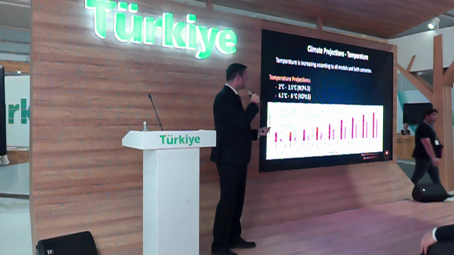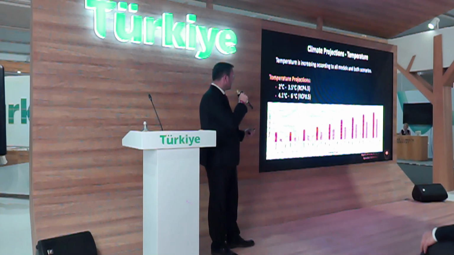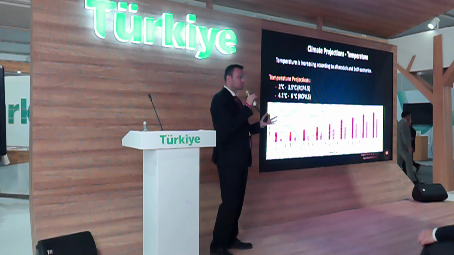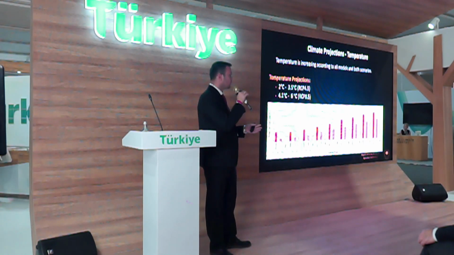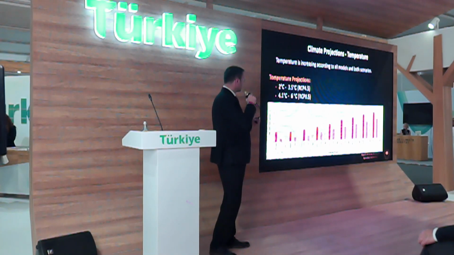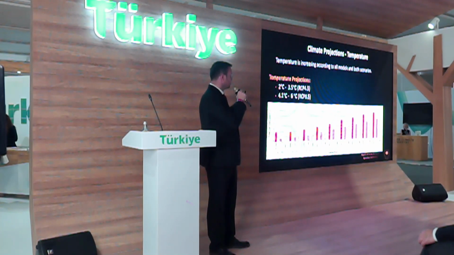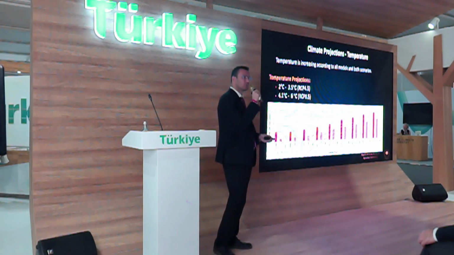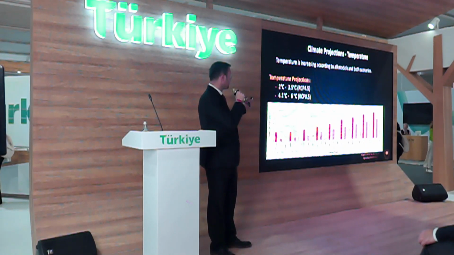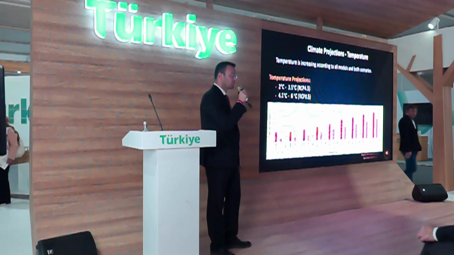The first parameter is the temperature. As a result of this study, we observed that there will be a temperature rise all over Turkey, according to all models and both scenarios. The temperature rise is expected to be 2 to 3.56 degrees Celsius under the RCP 4.5 scenario and 4.1 to 6 degrees Celsius under the RCP 8.5 scenario.